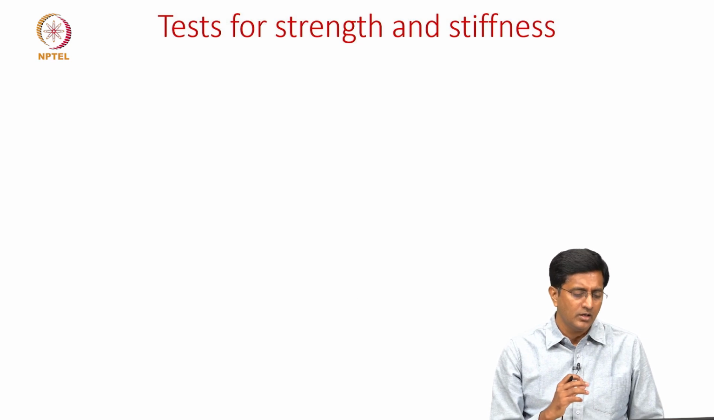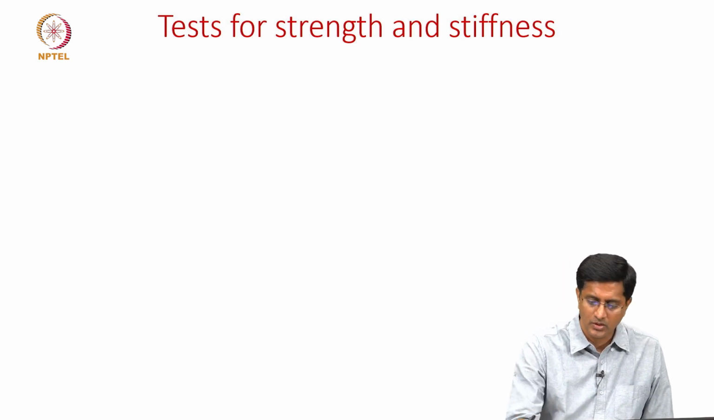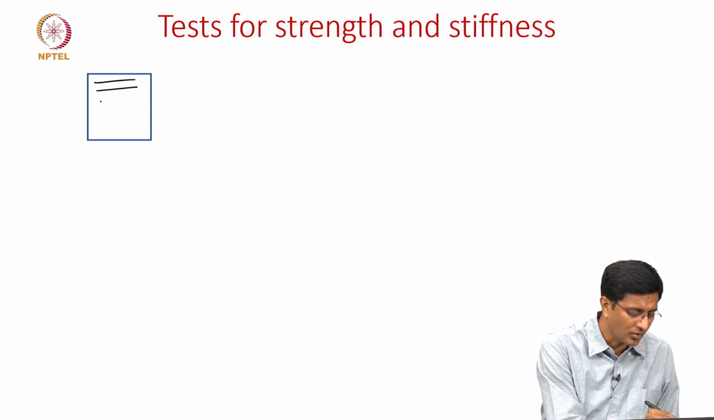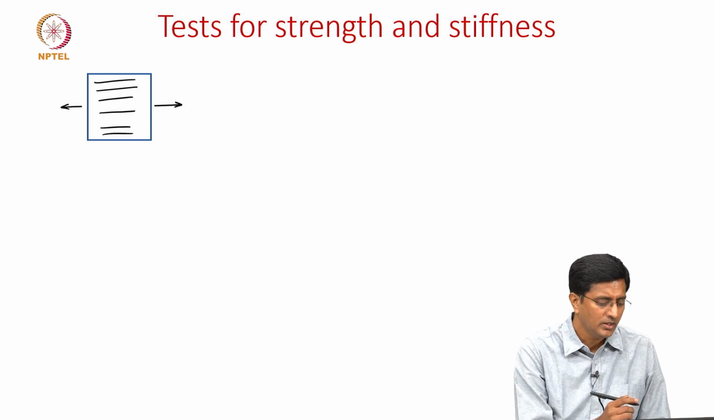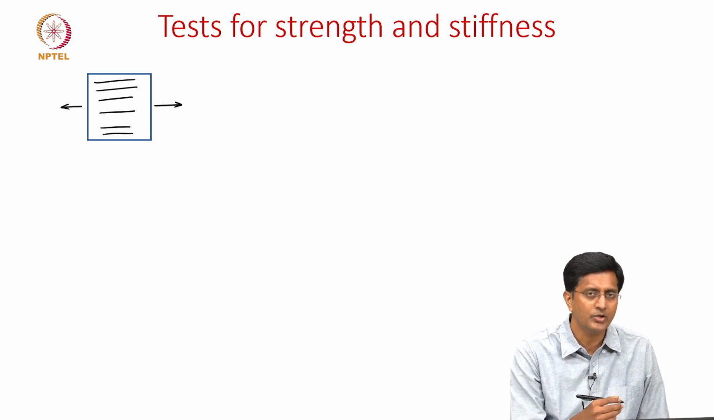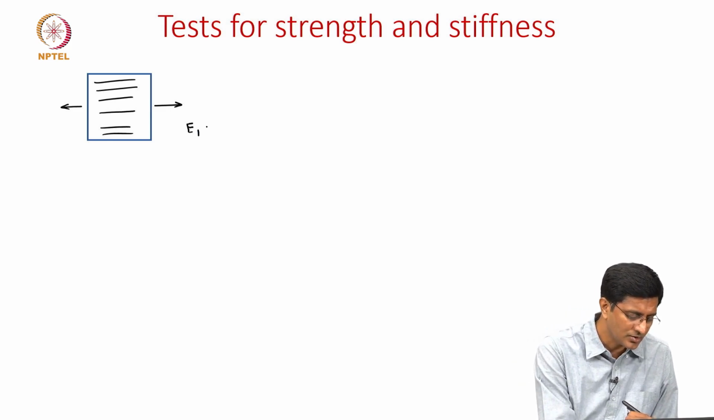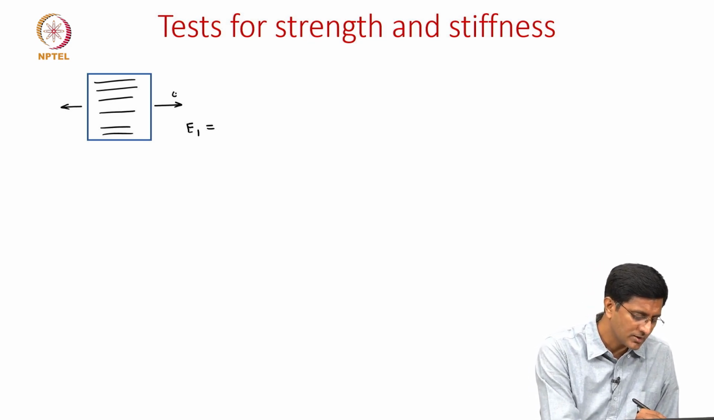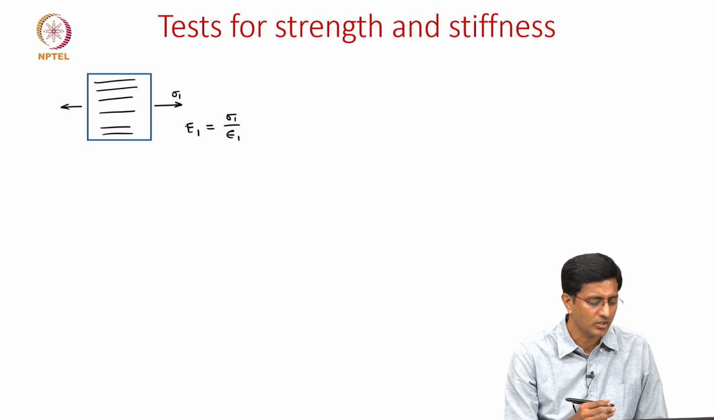Now let's quickly look at the few tests one can do to find these strengths. So let's start with, let's say the fibers are horizontal here, and then we apply a load along the direction of the fibers. So let's say this is the only load, and from this single experiment we should be able to find a few material properties, such as the elastic constant E1, which we can define as stress by strain. So let's say we applied a stress sigma 1 and we received epsilon 1. This should give us the modulus E1.